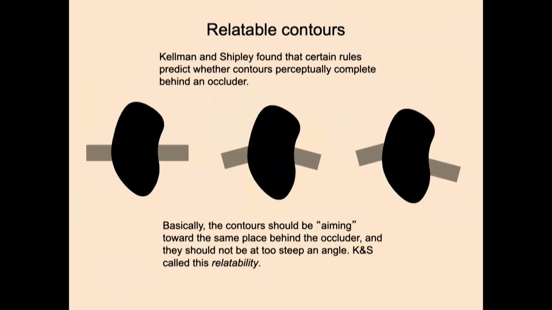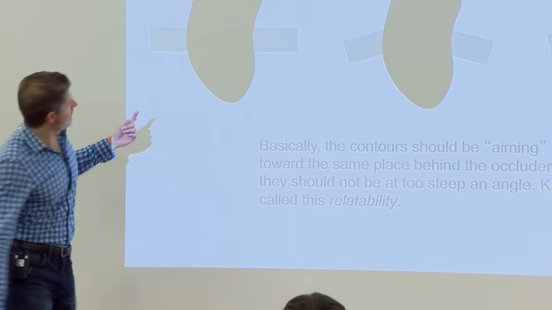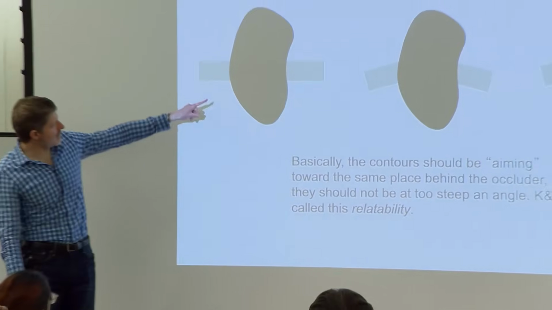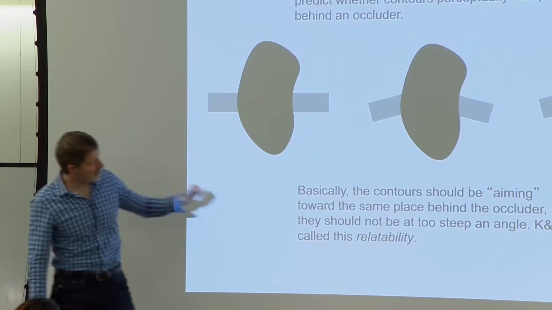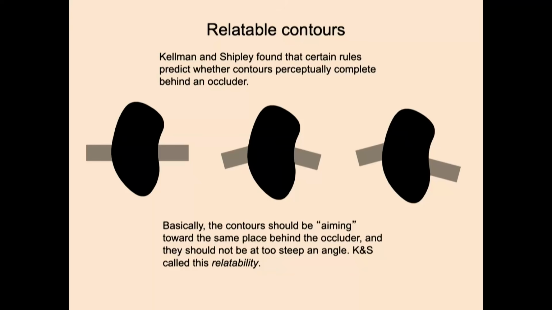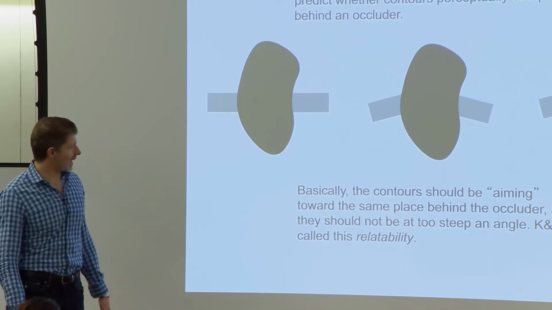Okay, so you might ask, well, what determines whether this completion happens? And one important property is what is depicted here, which is referred to as relatability. This was popularized by two people, Kellman and Shipley. The idea is that when you look at this one, it looks like the two gray things are connected and are a single object. Whereas in this one, it really doesn't. It really looks like there are two different gray rectangles that are just sticking under the same black blob.